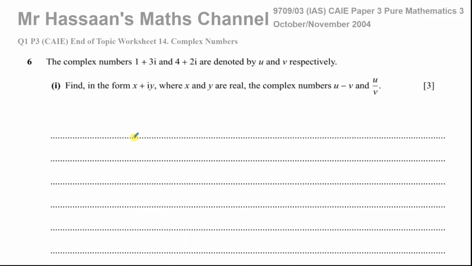So this question here, we're told about these complex numbers. 1 plus 3i and 4 plus 2i are denoted by u and v respectively. So basically, they told us the complex number u is 1 plus 3i, and the complex number v is equal to 4 plus 2i. So it says find, in the form of x plus iy, where x and y are real, the complex numbers u minus v and u divided by v.